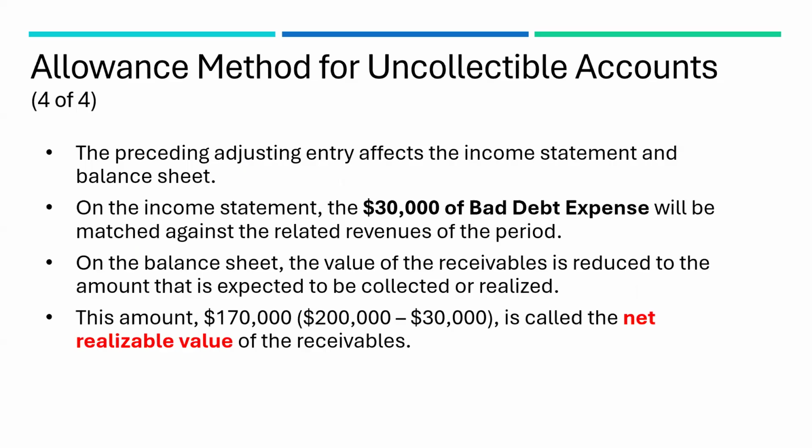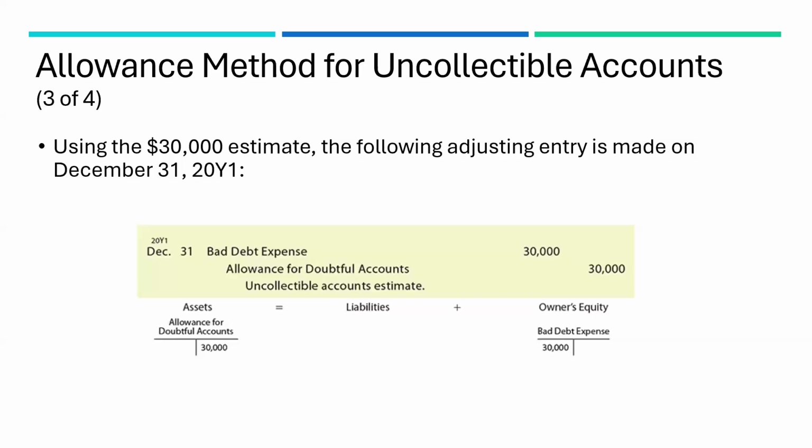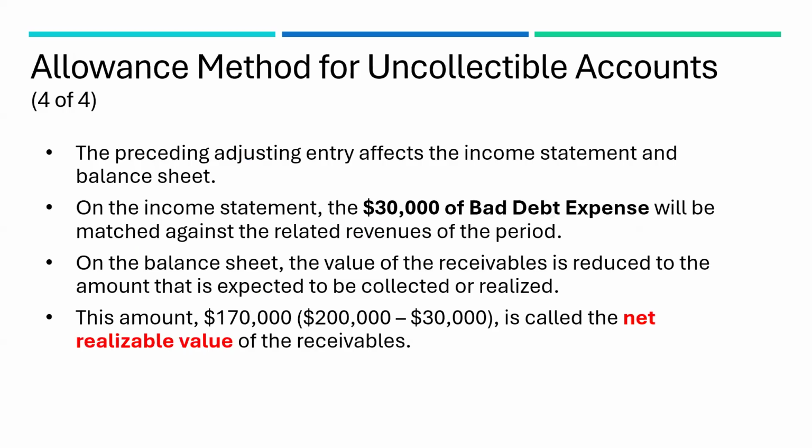On the income statement, that's where the $30,000 of bad debt expense is going to appear, because that's related to the current year's revenue. That's what generated this bad debt expense. So when the accounts are not collected next year, it won't impact next year's income statement. And the valuation of the accounts receivable on the balance sheet is $170,000. That's the net realizable value of the accounts receivable, because it's the initial amount minus the amount that's estimated to be uncollectible.